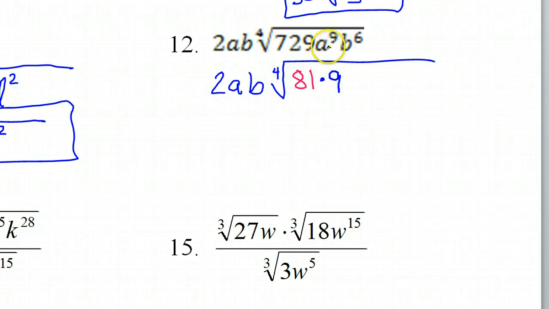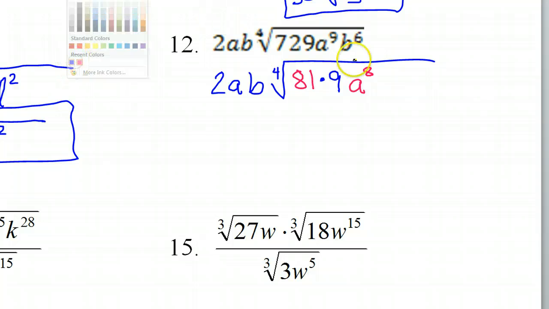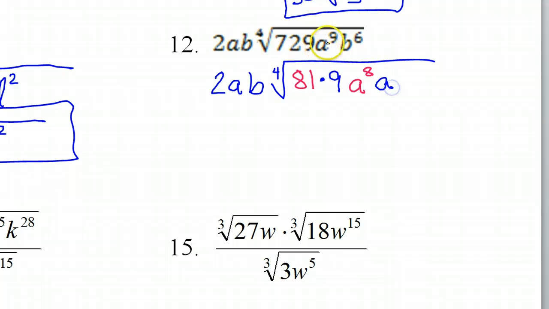Now for the variables, this a, 9 is not divisible by 4. So I will have to split this up. And I will split it up as a to the 8th power. That's the closest thing that is divisible by 4. And that will leave one extra a to make a to the 9th power. And then b to the 6th power. 6 is not divisible by 4. So I can go ahead and do b to the 4th power, because that's the closest thing that is divisible. And since it's a total of 6, that means I'll have an extra 2 b's left over.